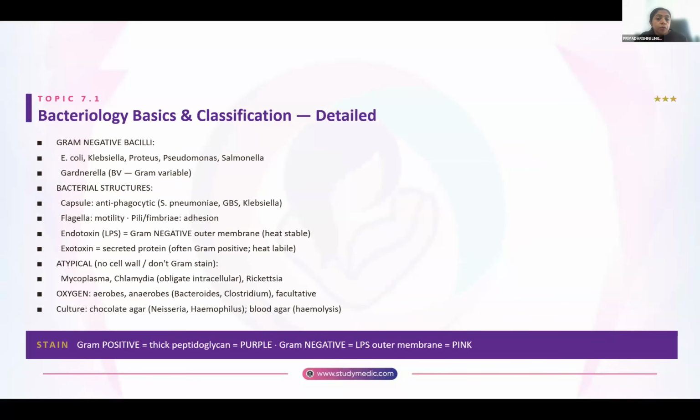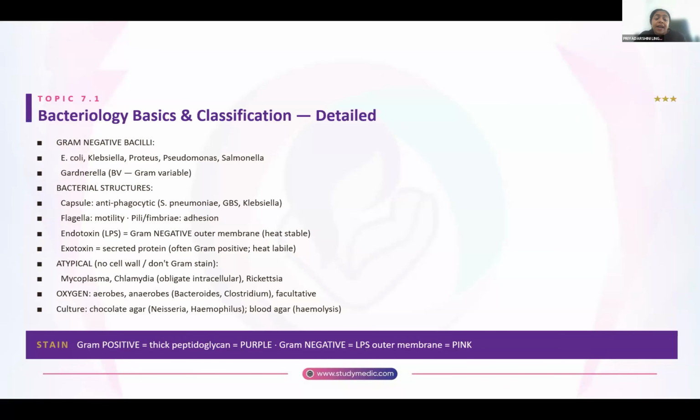So, what are the most important things that we just saw? Your gram-negative bacilli, again E. coli, Klebsiella, Proteus, Gardnerella, again, which is seen in a vaginal discharge. All these come under gram-negative bacilli. Now, looking at the bacterial structures. Capsule has an antiphagocytic role. Flagella is used for motility of the bacteria. The pili or the fimbriae help in adhesion of these bacteria.